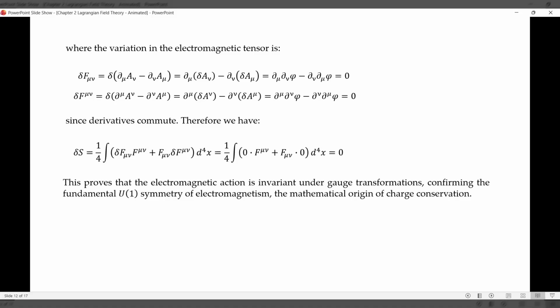This proves the electromagnetic action is invariant under gauge transformations, confirming the fundamental U1 symmetry of electromagnetism, the mathematical origin of charge conservation. It's a beautiful result. Symmetry and conservation are two sides of the same coin. Pause the video here if you want to copy the full derivation before we move on to the next.